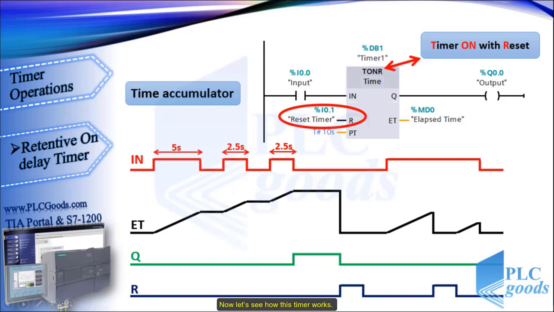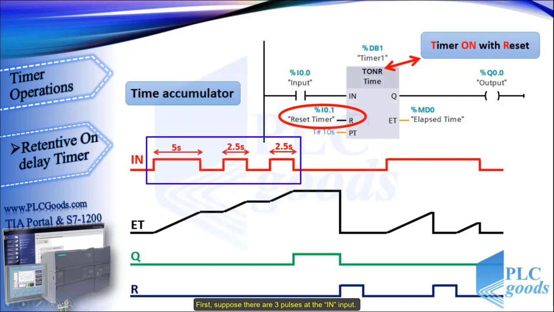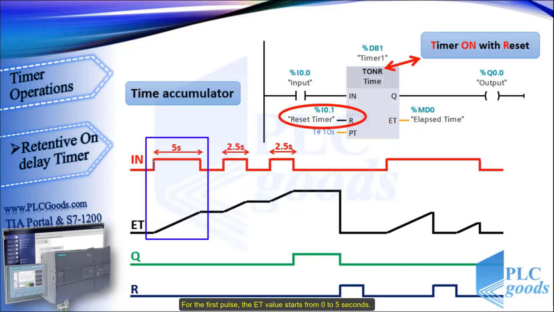Now let's see how this timer works. First, suppose there are three pulses at the IN input. When the signal state at the IN input changes from a 0 to 1, the time measurement is executed. The time values are increased and accumulated when the state of the signal on the IN input is a 1 or true. For the first pulse, the ET value starts from 0 to 5 seconds.